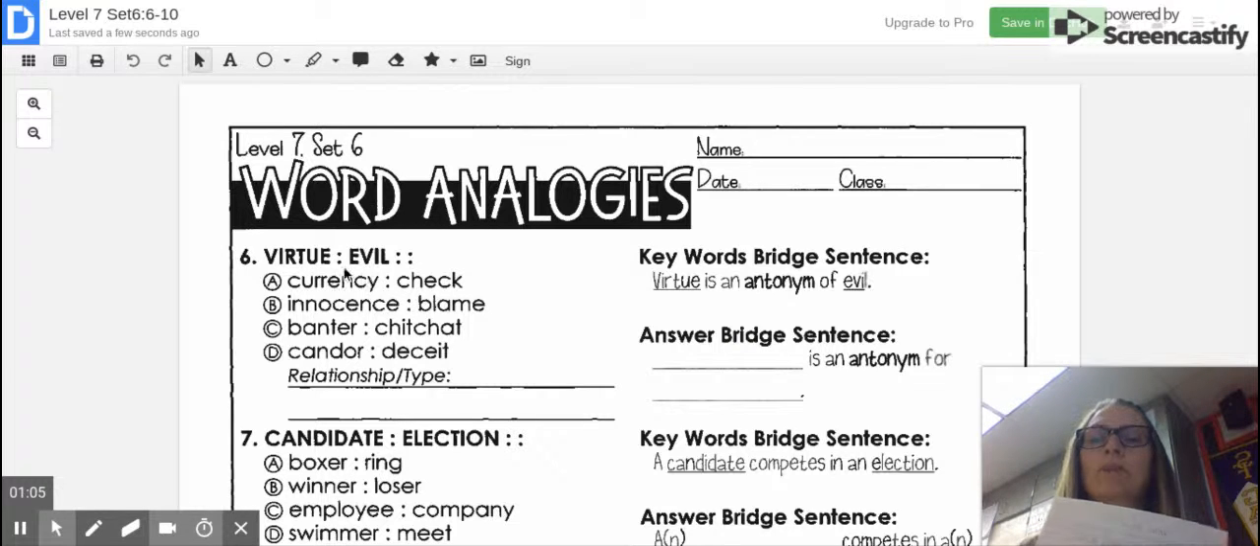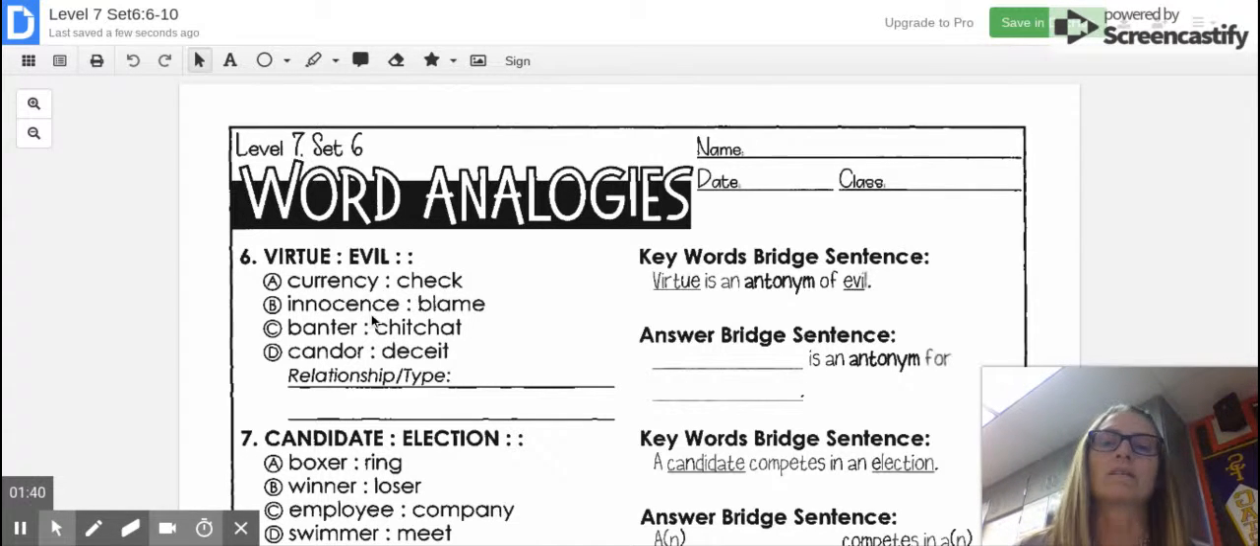Okay, so let's look at virtue and evil. Virtue means good, and we all pretty much know what evil means. So we are looking for an antonym. Antonyms are opposite. So is currency the opposite of a check? Currency means money, and a check is money. So no, that's not an opposite. Are innocence and blame opposites? No, because you might be blamed, but you still might be innocent.